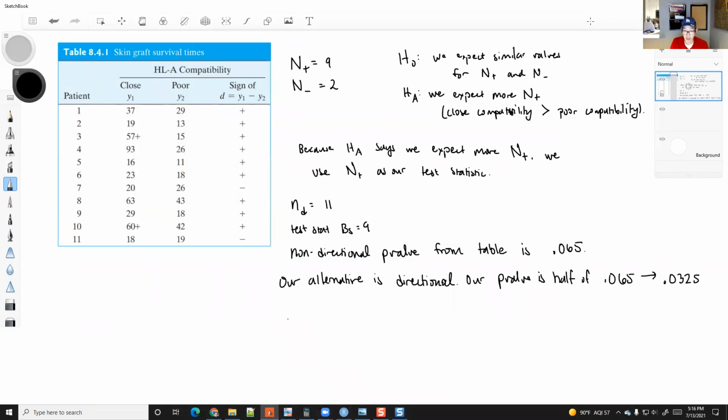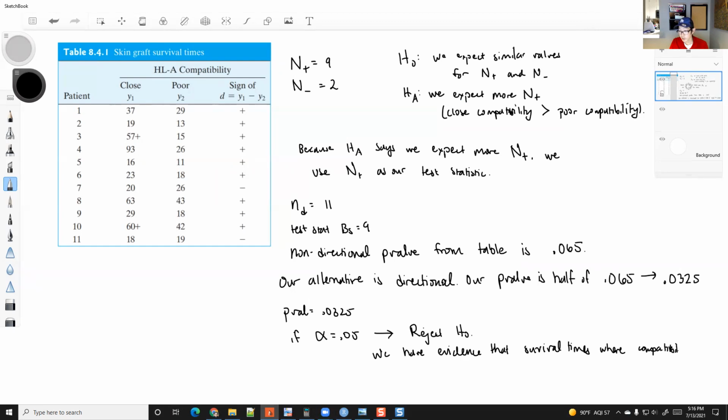So the p-value is equal to 0.0325, and if alpha is say 5%, this leads us to reject the null hypothesis, and we say we have evidence that survival times where compatibility is close are greater than where compatibility is poor. All right, so that's the sign test.